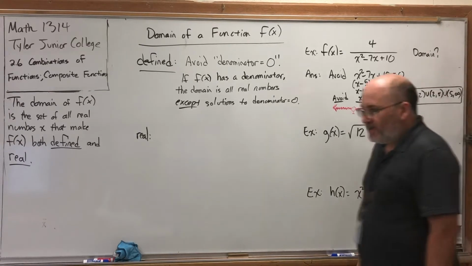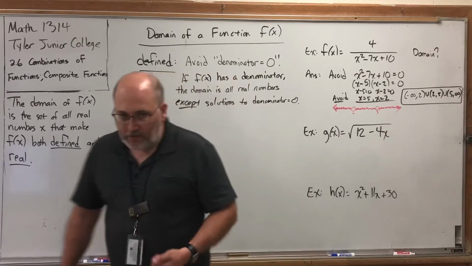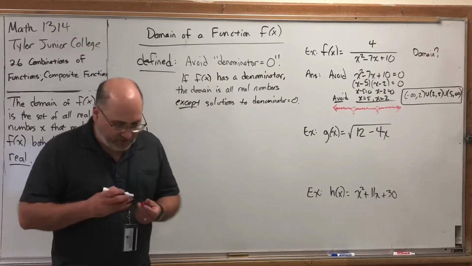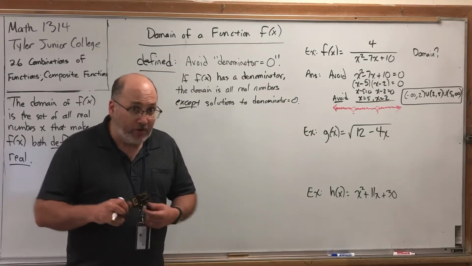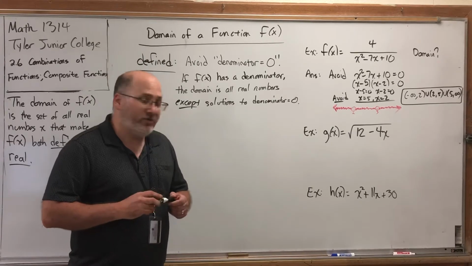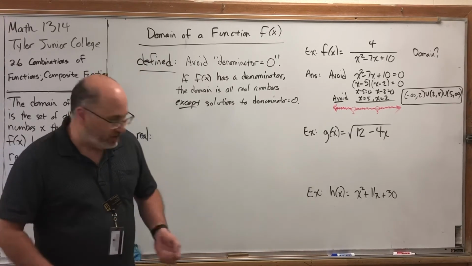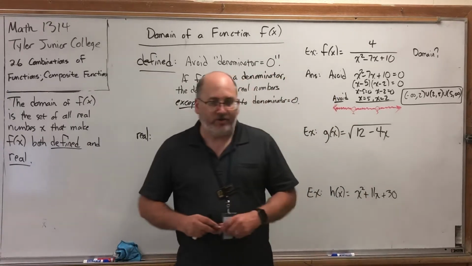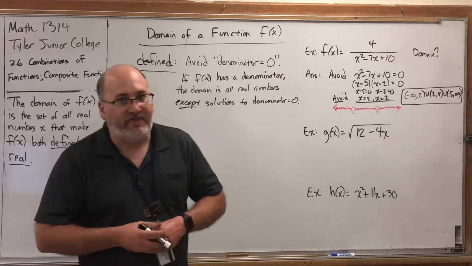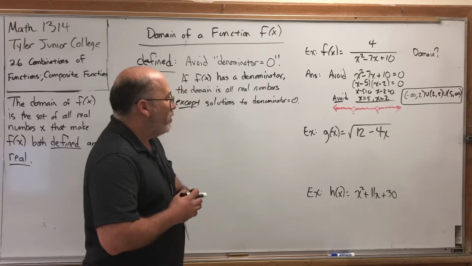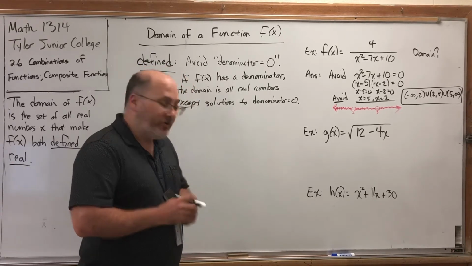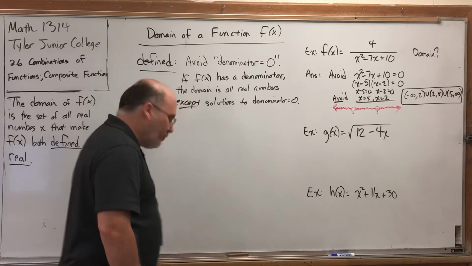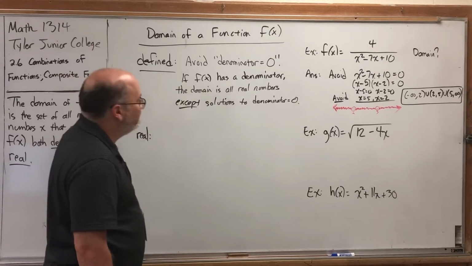So if your function has a denominator, put it equal to 0 and solve it. If those solutions are real, get out a number line, remove those solutions, and your domain is whatever's left. If you solve the denominator equal to 0 and the solutions are not real, meaning that they have i's, then no real number would make the denominator equal to 0, in which case your domain would be all real numbers.